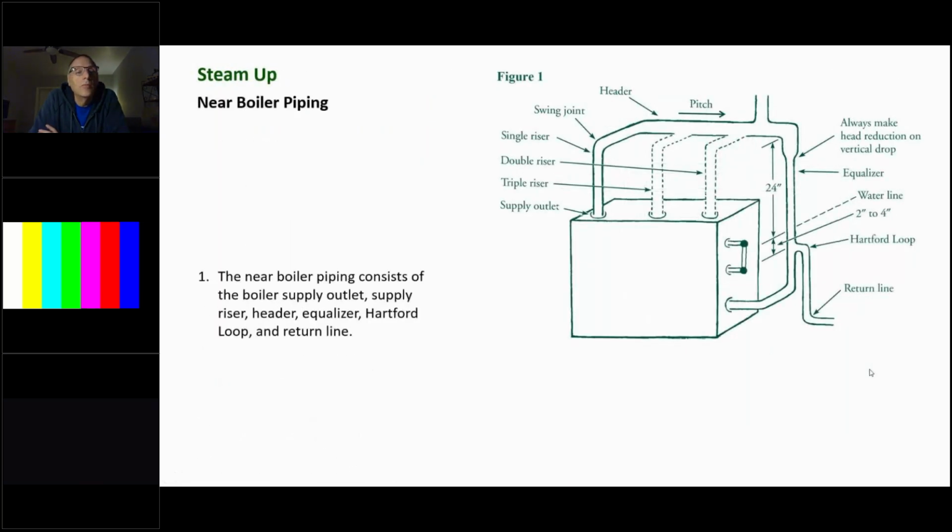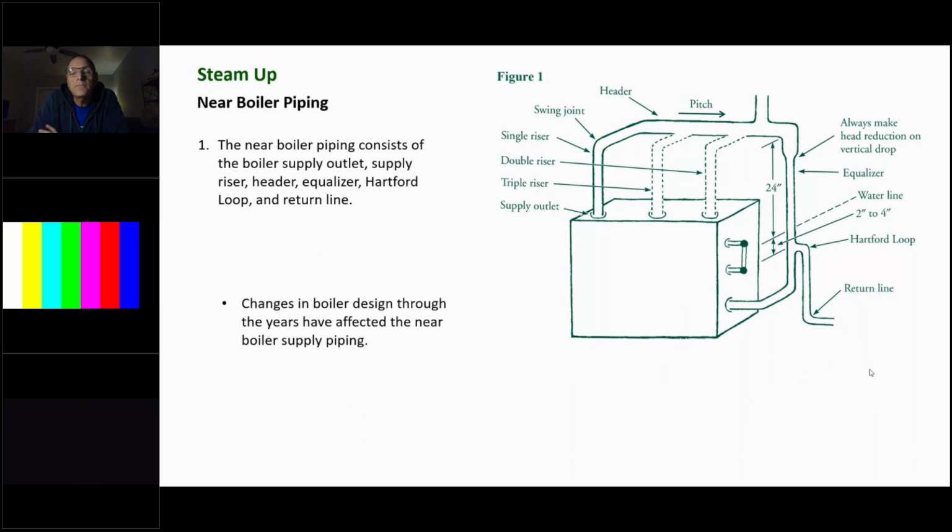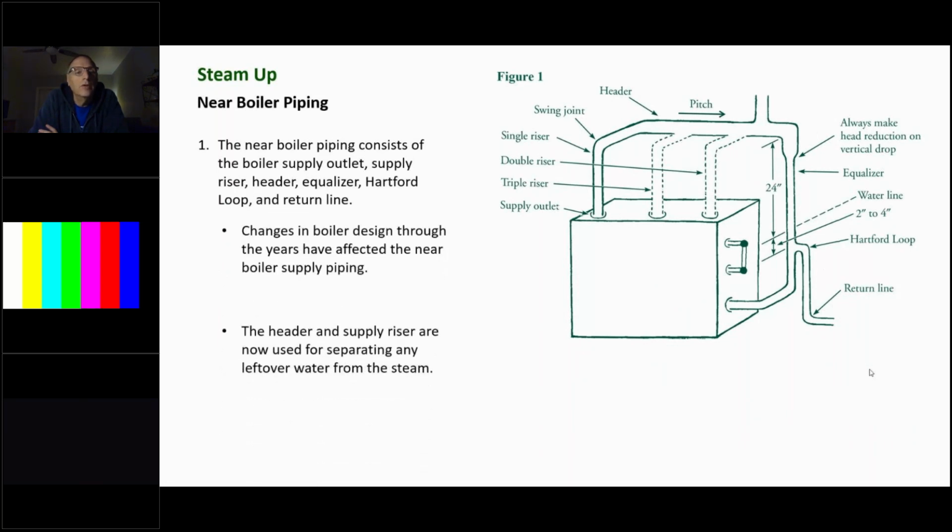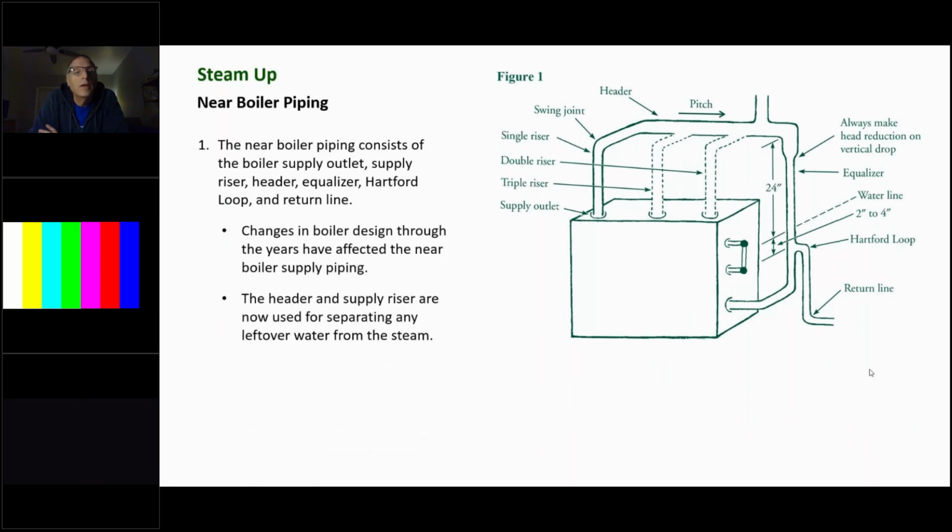So we've got the near boiler piping now. Depending on how big the boiler is, the near boiler piping consists of the boiler supply outlet, which are these tappings on the top of the boiler, or on the Weil-McLain boiler, they come out the side. And you've got the boiler supply outlet, the supply risers.